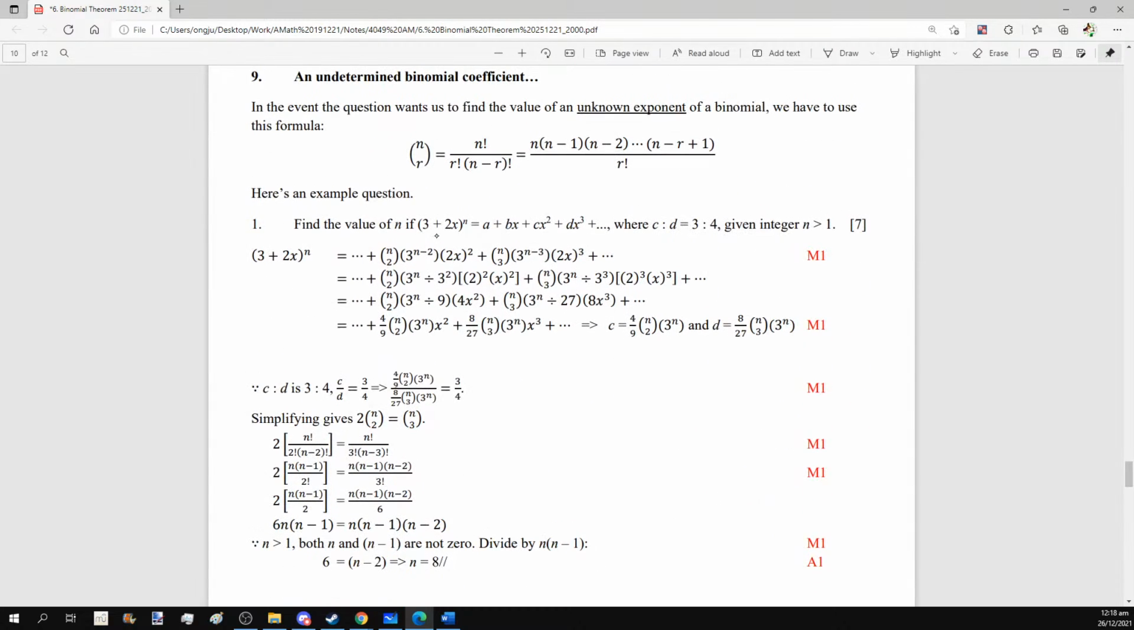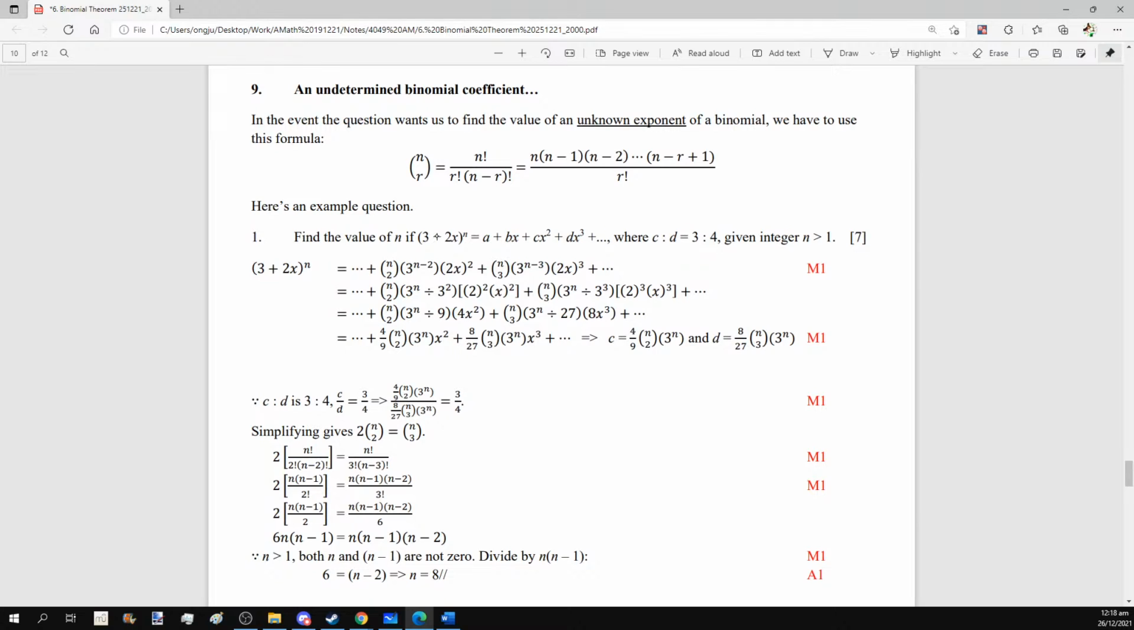Now we're almost done actually. The last kind of problem that we can sometimes see is a situation where the question wants us to find the value of an unknown, but instead of the unknown being inside the bracket, which will allow you to treat it like a polynomial and do, for example, comparing coefficients, what if the unknown is on the power itself?